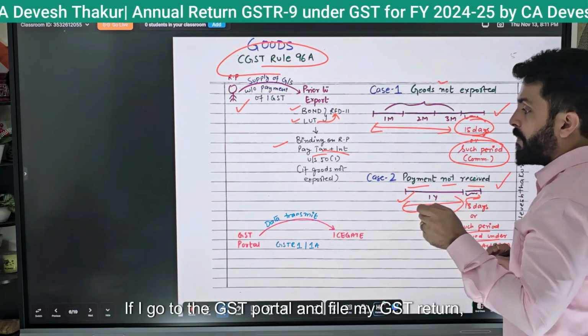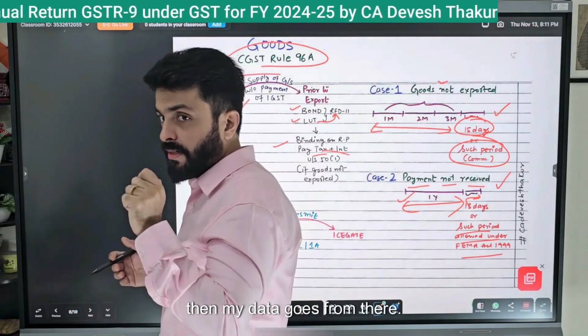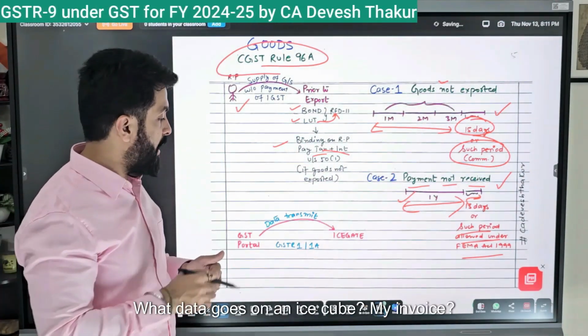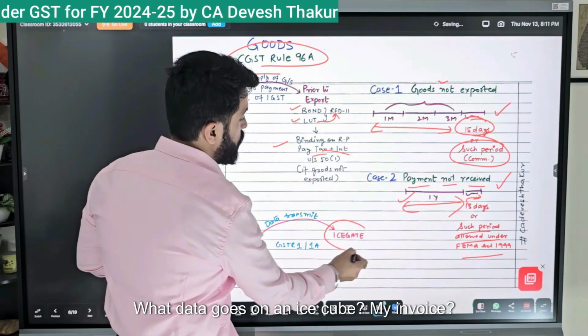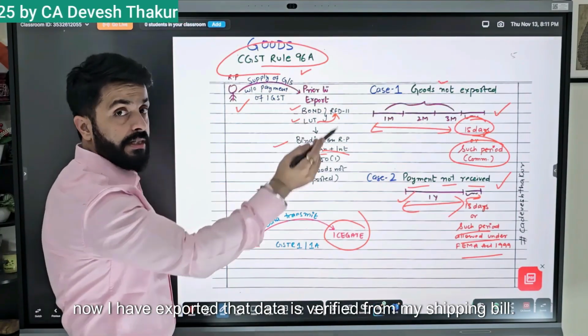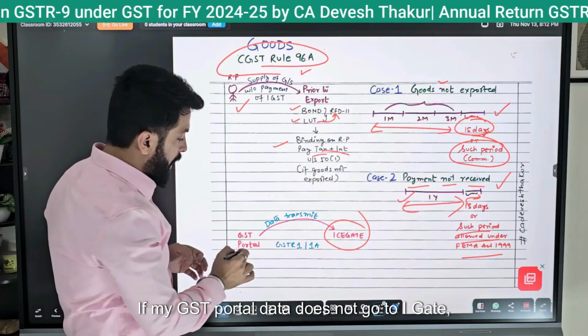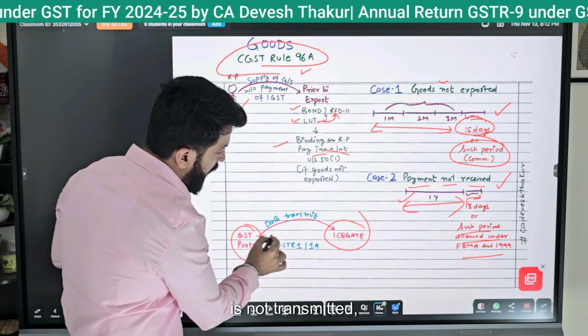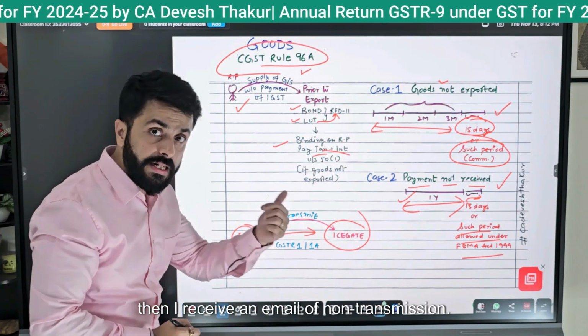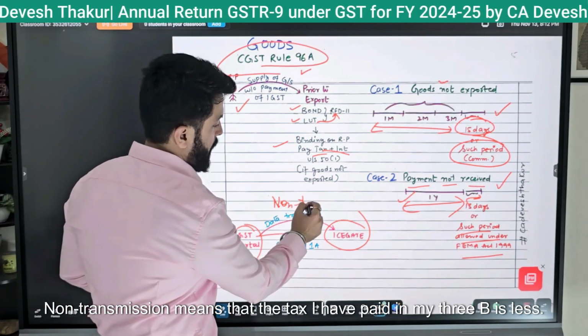What happens now? If I go to the GST portal and file my GST return, then my data goes from there. What data goes to ICEGATE? My invoice. I say that I have exported. That data is verified from my shipping bill. If my GST portal data is not transmitted to ICEGATE, then I receive an email of non-transmission. Non-transmission means that the tax I have paid in my 3B is less.